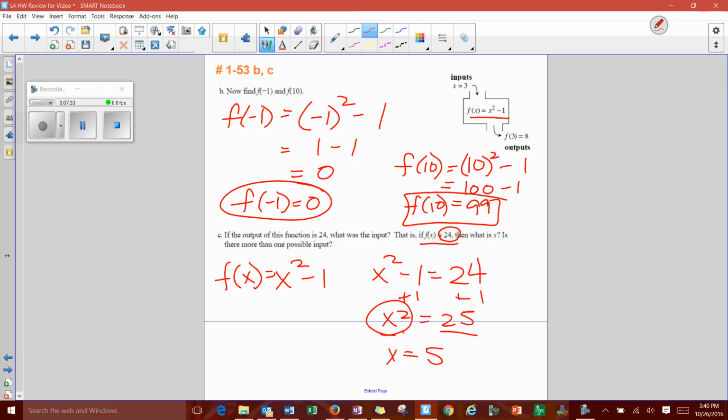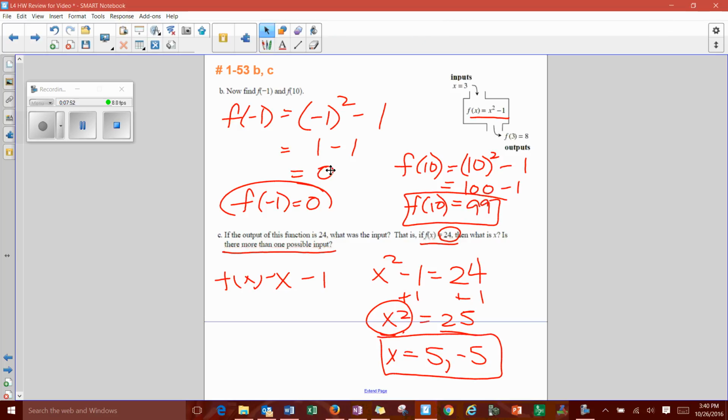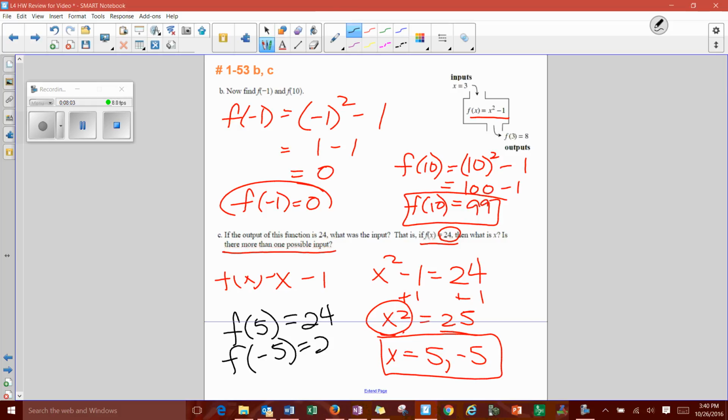But then this question, is there more than one possible input? Well, what other number can I square and get 25? If I square negative 5, I can also get 25. So those are my two answers, or my two inputs. So I could have 5 as an input. This tells me that f of 5 is equal to 24, but also f of negative 5 is equal to 24. In other words, I could have two different inputs and have the same output. Okay? All right, next one.